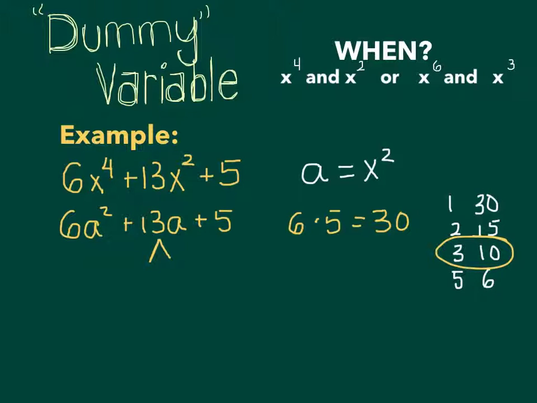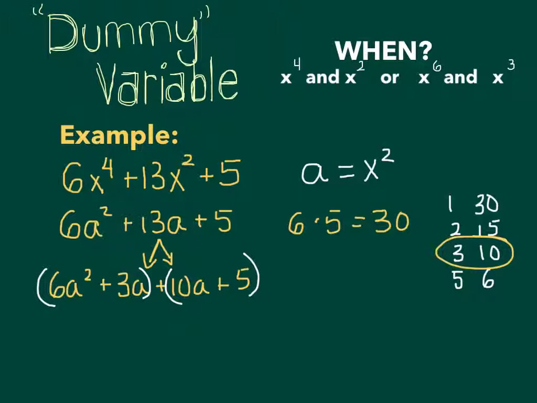So then I go back to my original polynomial, and I'm going to rewrite 13a as 3a plus 10a plus 5. So I've really just split that 13. And now I'm going to use the grouping method. So I group the first two and the second two, and I need to pull a GCF out of the first set of parentheses. And I'll notice that I can take a 3a out of there.